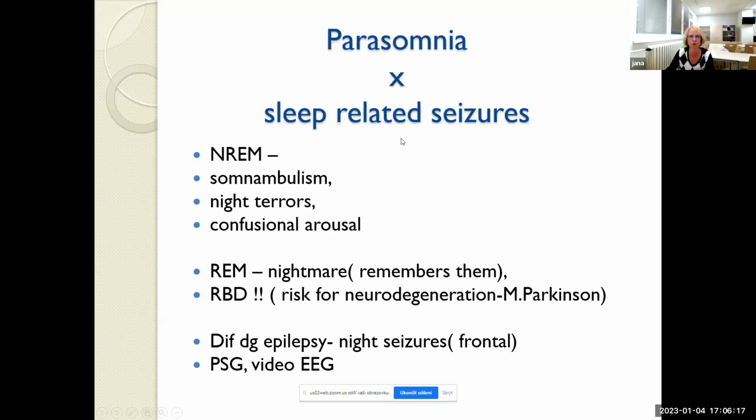Parasomnias are very important for neurologists because we can switch. Either it is parasomnia or it is sleep-related epileptic trouble, epileptic seizures, and they can look pretty similar. So we really have to be very much aware not to give the patient the wrong diagnosis.